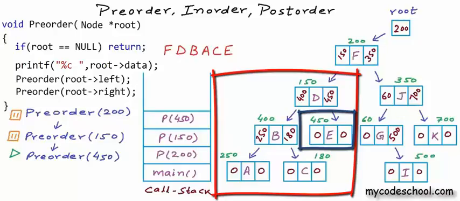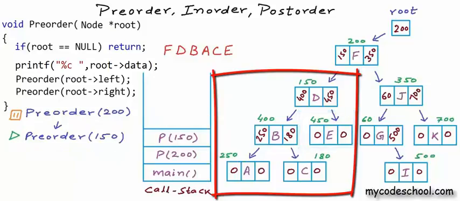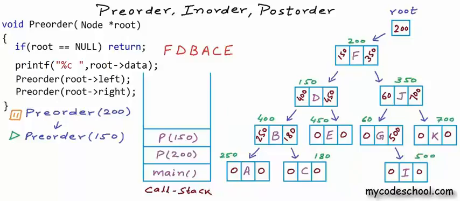Both calls will simply return, and then preorder 450 will finish. And now preorder 150 will also be done. If you can see, the call stack will grow only till we reach a leaf node, a node with no children, and then it will start shrinking again. Maximum growth of call stack due to this recursion will depend upon maximum depth or height of the tree. We can say that extra space used will be proportional to height of the tree. Or in other words, space complexity of this algorithm is big O of h, where h is height of the tree.